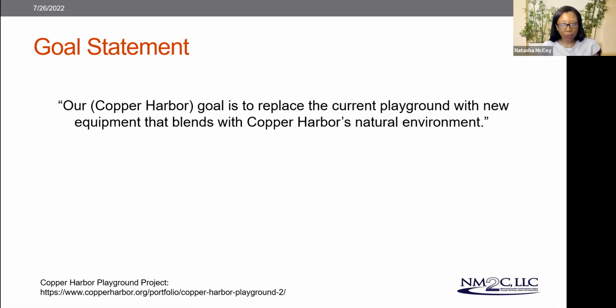So pulling out one of their goals, the goal is to replace the current playground with new equipment that blends in with Copper Harbor's natural environment. So there's a lot of statements in there that could be translated into goal areas, but this is the main one because it achieves what? The main vision of improving the space for a fun, entertaining space for the kids. So we're looking at a goal of replacing the current playground with new equipment. That's it. You can be very direct, very concise, very succinct.